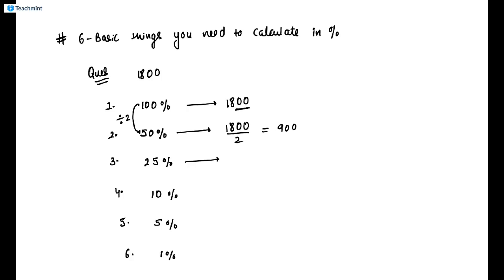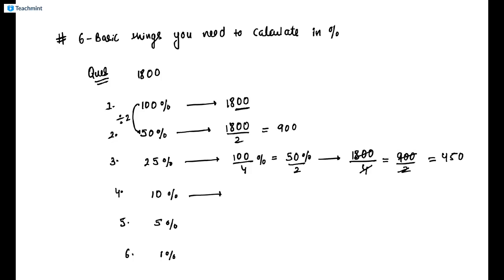Similarly you can do this. How are you getting 25% out of 100%? You are just dividing it by 4, right? Or you are just doing this 50% by 2. Both are correct. So if you want to convert into the fraction, you either divide 1800 by 4 or 900 by 2. Both will suffice. So it will give 450, right?